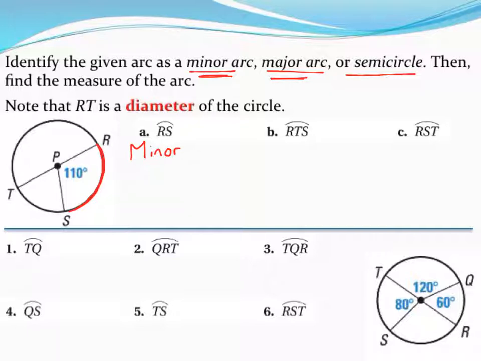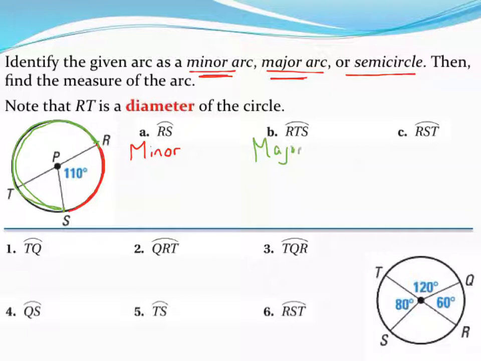Next up, I want to do this 3-letter arc, RTS, meaning I'm going to start with R and end with S, but I want to go the long way around the circle, making sure I pass through point T along the way. So starting at R and ending at S, passing through point T is going to be this arc around the circle in this direction. Because that goes more than halfway around the circle, there's my major arc.